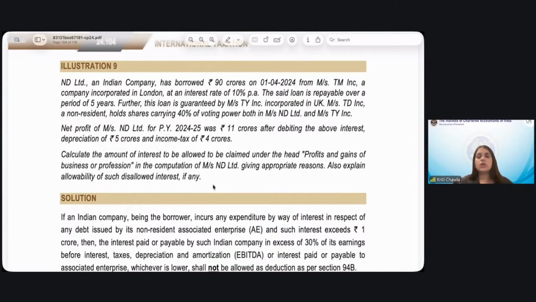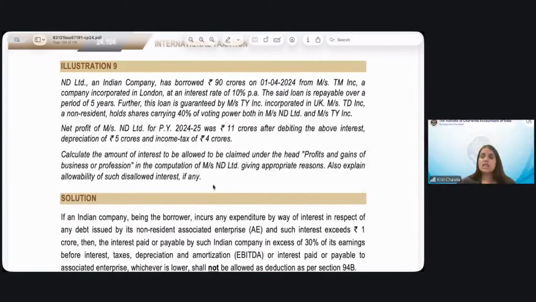Well, the first thing that you have to do is make a line diagram or make a chart. That will actually make things easier. So you can start with ND because there are a lot of terminologies and a lot of entities here. So what I'd suggest is that you make a chart out here. ND Limited. This is the Indian company. They have borrowed from TM Incorporation, and there is a guaranteed transaction also.